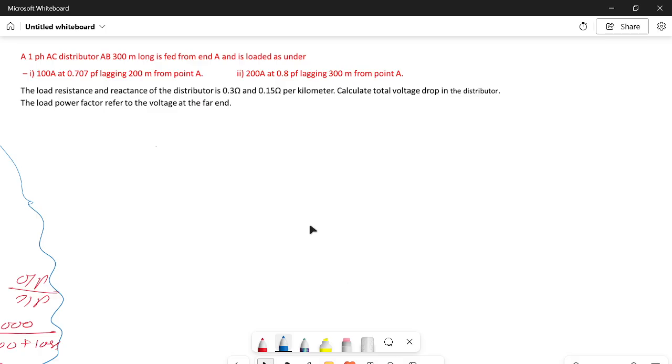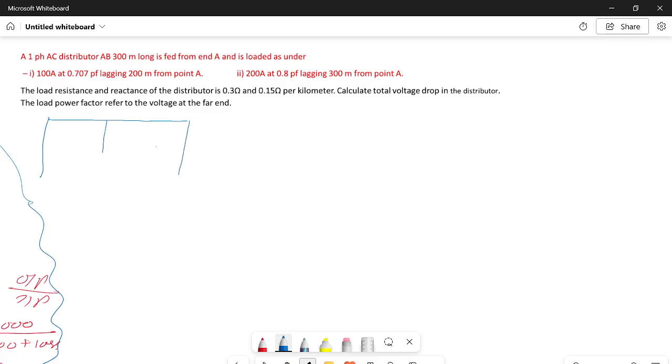Now we'll discuss one more example. A single phase AC distributor AB, length 300 meter, is fed from end A and is loaded as under. So, they have given a distributor. First you are going to draw the diagram. This is one distributor. Okay, at point A, the total length is 300 meter.